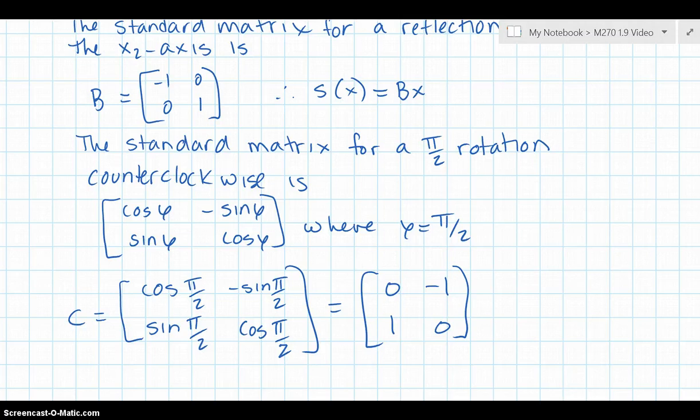It turns out that our standard matrix for this situation is going to be in the opposite order, C times B.